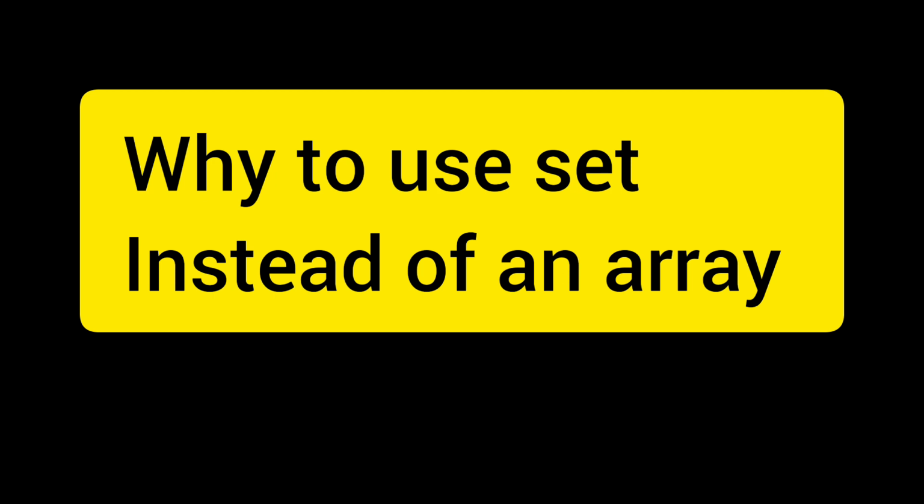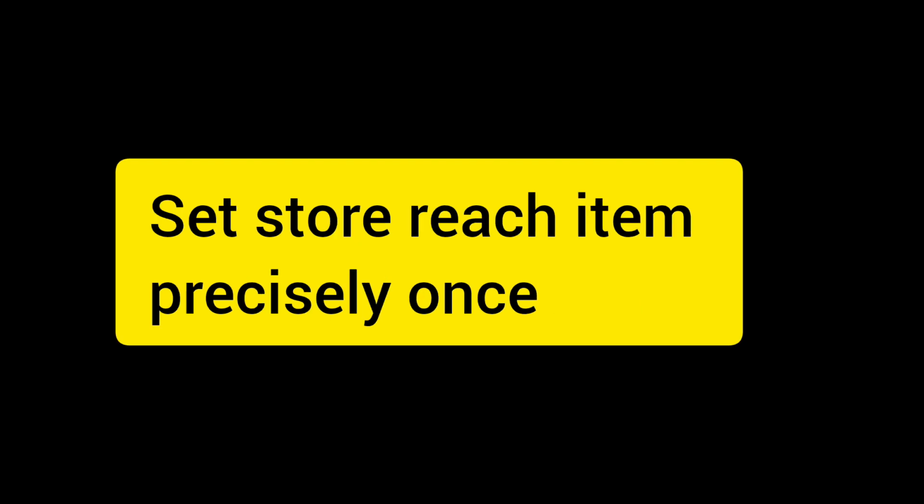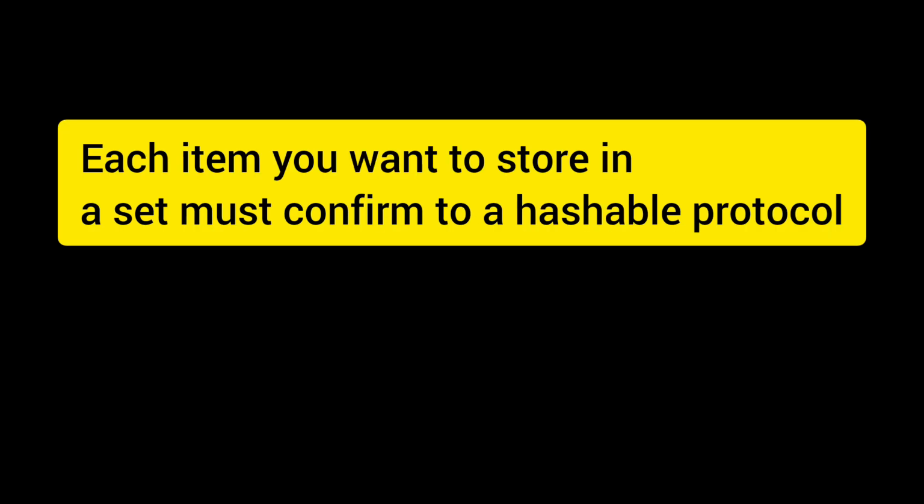There are four basic differences between a set and an array. The first one is that sets do not store objects in the order they are added to them. They are stored in a way to make them fast to find, which means finding an item in a set is extremely efficient. Sets store items precisely once. That means there is unique data, no data is duplicate. All items you want to store in a set must conform to hashable.